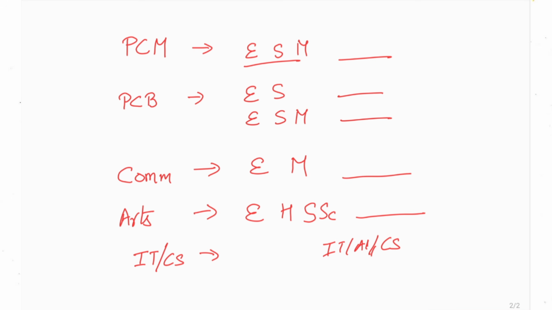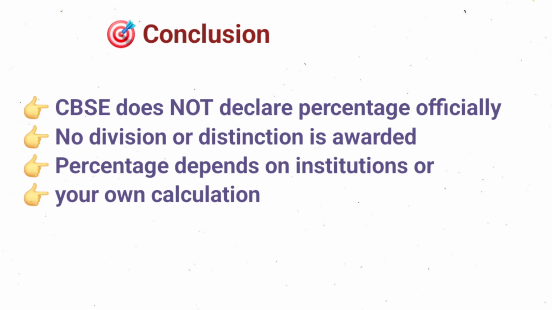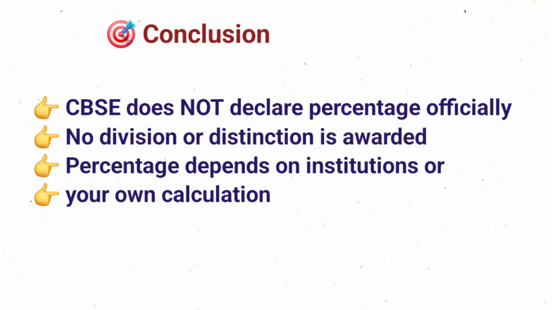So important advice for all the students: always check the criteria of the school or college you are applying to or the branch you are opting for. Some college or school may include a specific subject, some may not follow the best of 5. So don't assume, always verify. So the final conclusion is CBSE does not declare percentage officially, no division or distinction is awarded, and percentage depends on the institute or your own calculation.